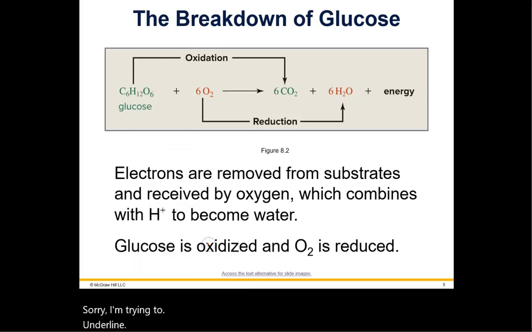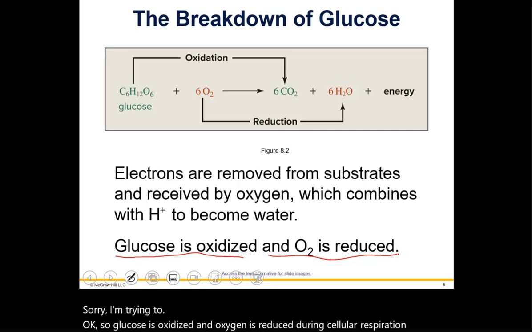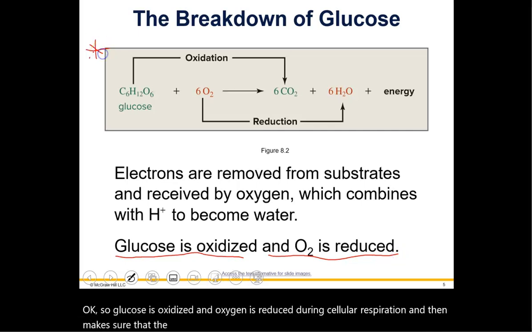Okay, so glucose is oxidized and oxygen is reduced during cellular respiration, and then make sure that you know the overall equation for cellular respiration.